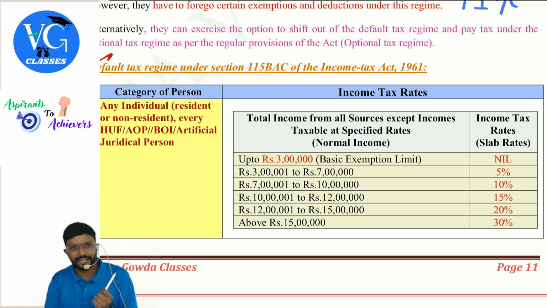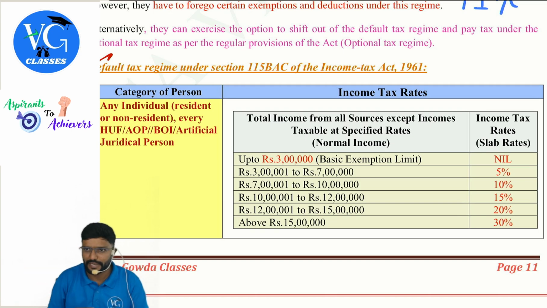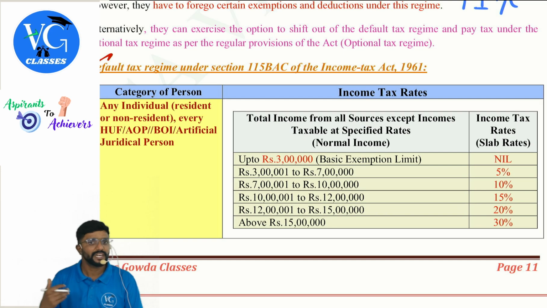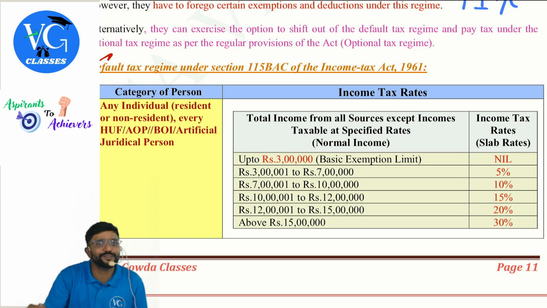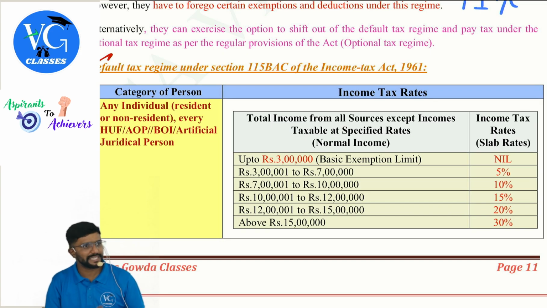From 3 lakh to 7 lakh, it is 5%. 7 lakh to 10 lakh, 10%. 10 lakh to 12 lakh, 15%. 12 lakh to 15 lakh, 20%. More than 15 lakh, 30%. These are called slab rates. The higher the income, the higher the tax. We call income tax progressive in nature. As you progress, the government also progresses automatically, by collecting more and more taxes.